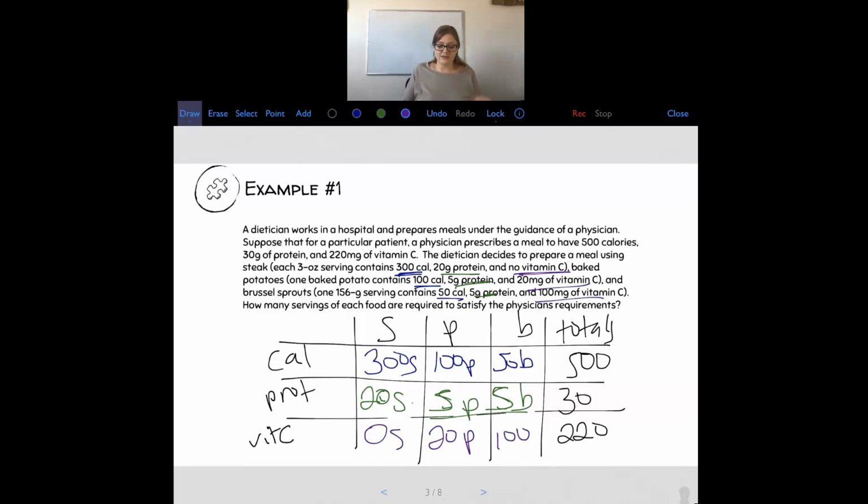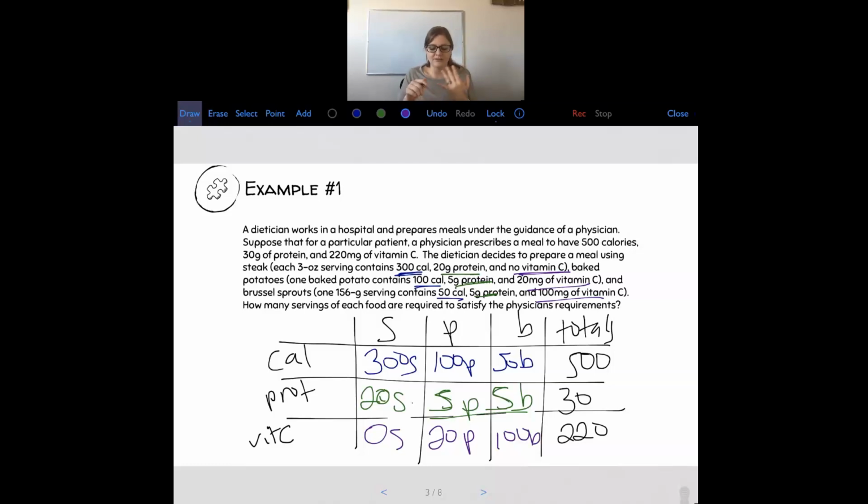So this allows us to form our equations. The top one would be 300S plus 100P plus 50B equals 500. The second one, 20S plus 5P plus 5B equals 30. And then 20P plus 100B is equal to 220.